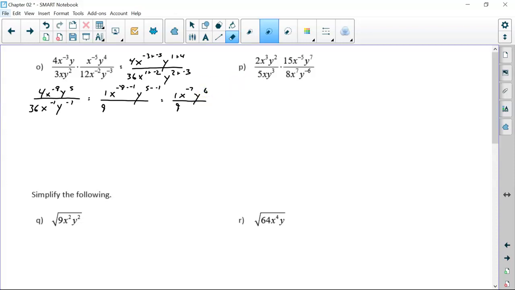Now, the only thing we can't have is the negative exponent, and the only thing that has that is the x. It's the only thing that moves. So I don't need to write the 1. We just have y to the 6th, and on the bottom, 9x to the 7th.